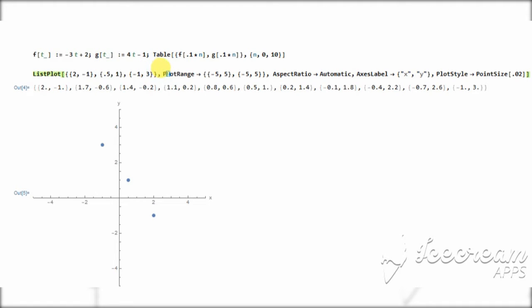Next, we use this built-in function of Mathematica for the range of our graph. We are assuming that our axes start from -5 and end at 5, both the vertical and horizontal axes, as you can see. Now AspectRatio is used to set the ratio of what we are plotting. We set it to automatic.